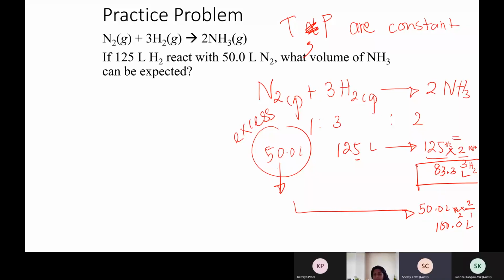Why is it 2/1 and not 2/3 when you're working with the 50 liters? 2/1. Yes. Do you see any coefficient in front of the N2? No. So then the coefficient means 1. Here, look, it's 1 for nitrogen, 3 for H2 and 2 for ammonia. I see now. Thank you.